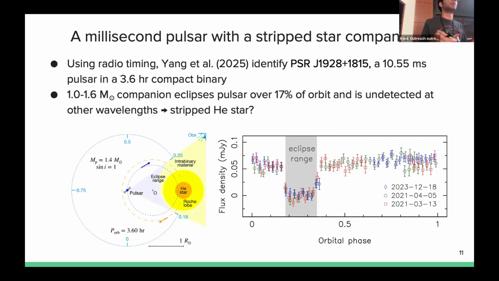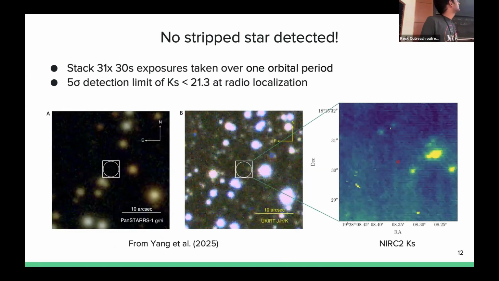We wanted to follow this up with NIRC2 to test that hypothesis. So we got a bunch of images over one orbital period, and we stacked them. And what did we find? First, let me show you some survey images. Here's the Pan-STARRS field in the optical. There's so much extinction that you see nothing at the location of the pulsar. UKIRT in the near-infrared does better, and our NIRC2 image, which is shown as a cutout, is even better than that. But what I've shown there in the small red circle is the radio localization of the millisecond pulsar. Lo and behold, you see nothing there.